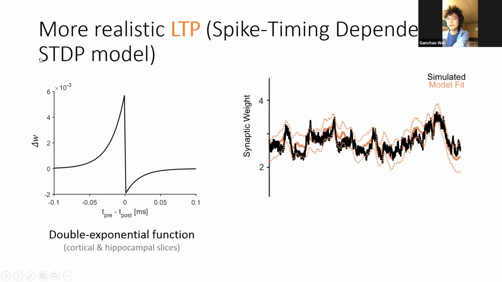In this simulation, we choose to use the STDP model to generate LTP. In that model, the LTP is assumed to depend on the presynaptic spiking time. And in this specific example, we use a double exponential function as a modification function for LTP, which is very common for cortical and hippocampal slices. Under this model, we can generate the LTP as shown in this black line, and it also looks good.